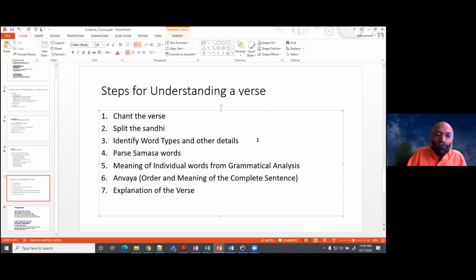The second step is splitting the sandhi words. So in Sanskrit, as I explained last time, the words when they come together, depending upon some phonetic rules, they coalesce together in a sentence. And that may look like one big word. And when you know how to split them into the individual components, it becomes much easier to see what those words mean. And then you can get the meaning of the sentence.